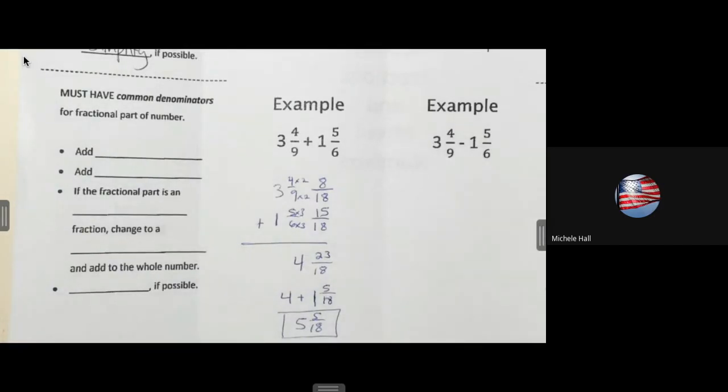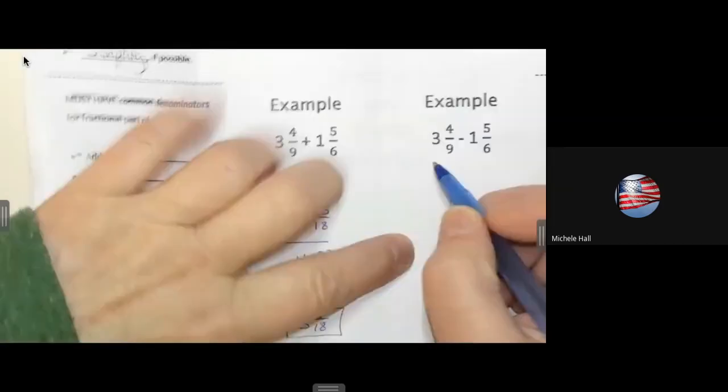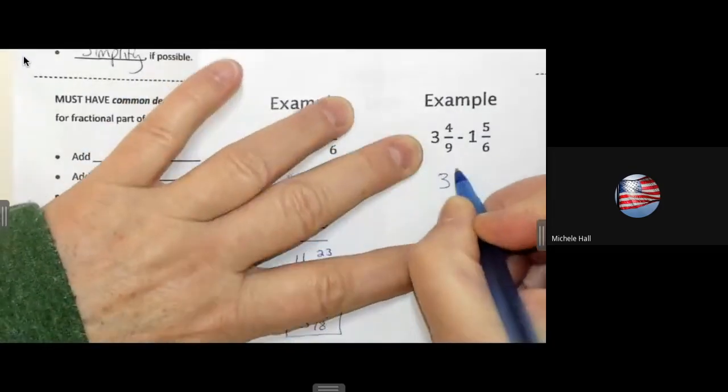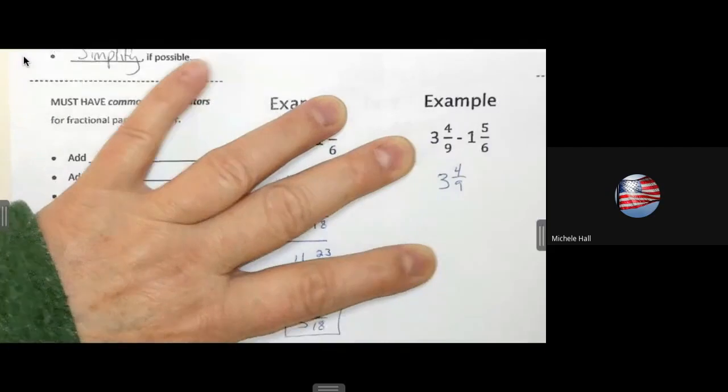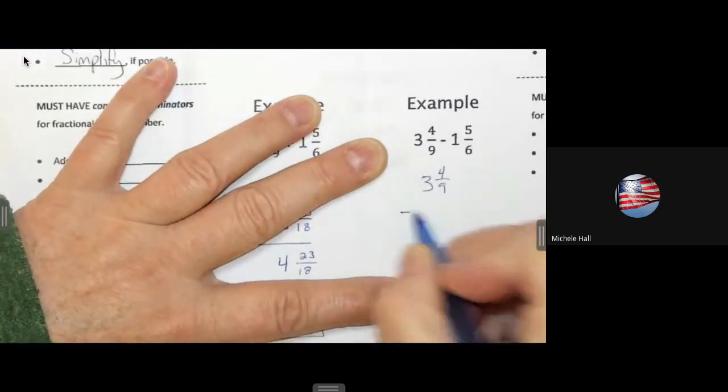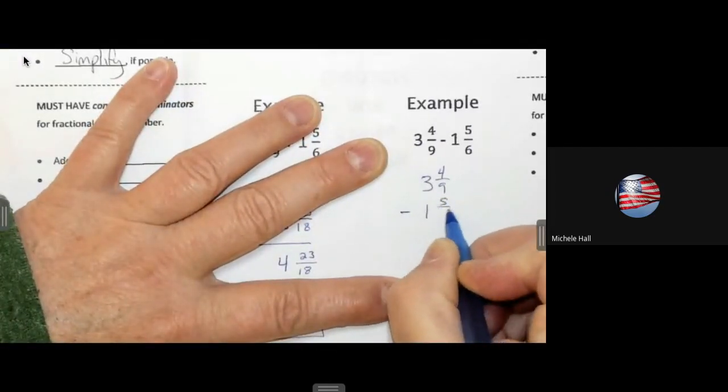Does order matter when I'm setting these up? Yes. It does matter, especially on subtracting, because 4 minus 5 is not the same thing as 5 minus 4. That is different with subtracting. So you got to make sure that you hold the order. This is my first number, so I write this down first. 3 and 4/9 minus 1 and 5/6.